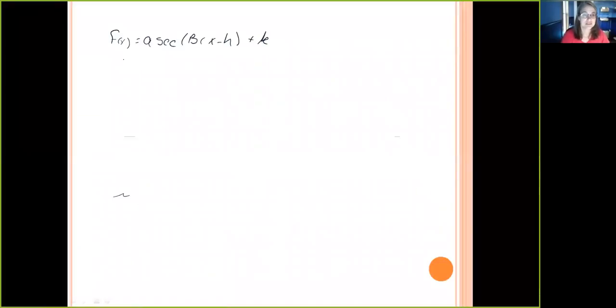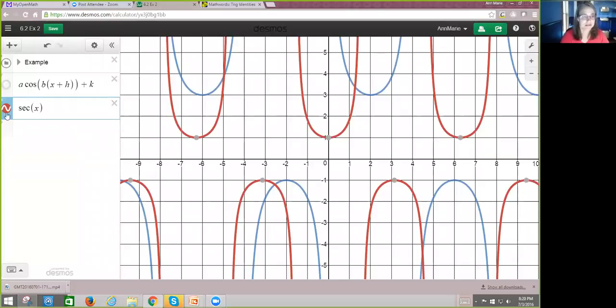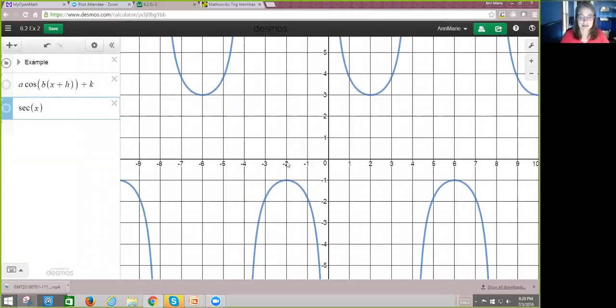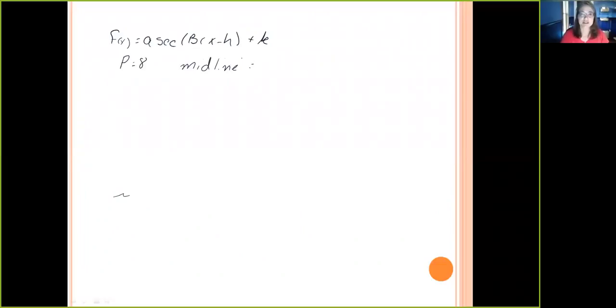Okay, so we know some things. We know my period is going to be 8. We know my midline is what? 1. Aha, that's better. So it's a vertical transformation of 1. So my midline is my K.